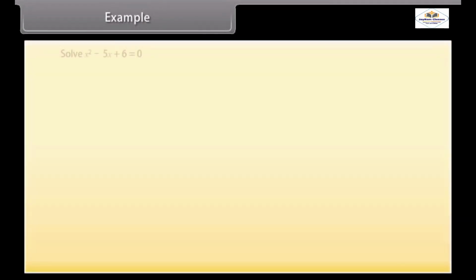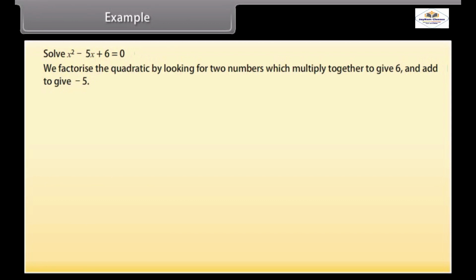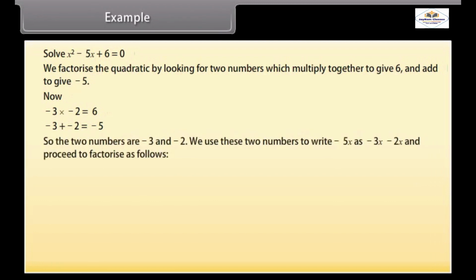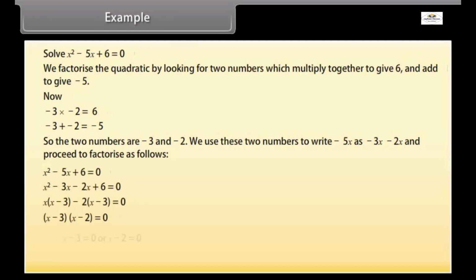Example. Suppose we wish to solve x square minus 5x plus 6 is equal to 0. We factorize the quadratic by looking for two numbers which multiply together to give 6 and add to give minus 5. Now minus 3 into minus 2 is equal to 6 and minus 3 plus minus 2 is equal to minus 5. So the two numbers are minus 3 and minus 2. We use these two numbers to write minus 5x as minus 3x minus 2x and proceed to factorize as follows. From which x minus 3 is equal to 0 or x minus 2 is equal to 0. So that x is equal to 3 or x is equal to 2. These are the two solutions.